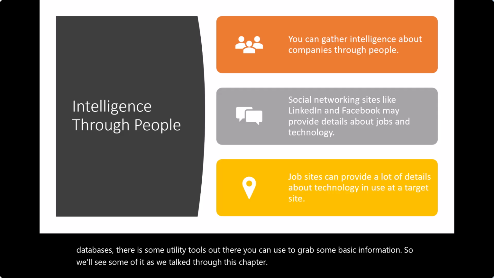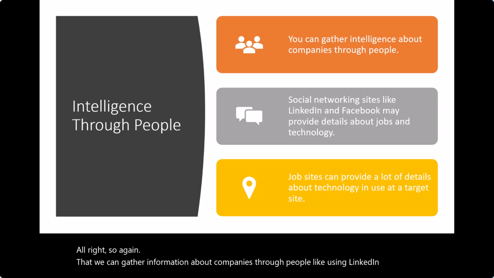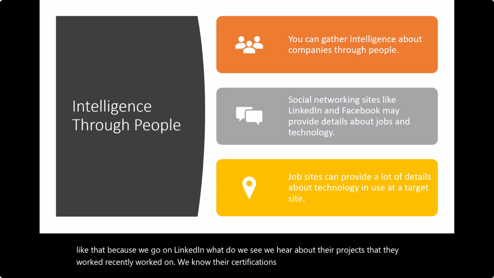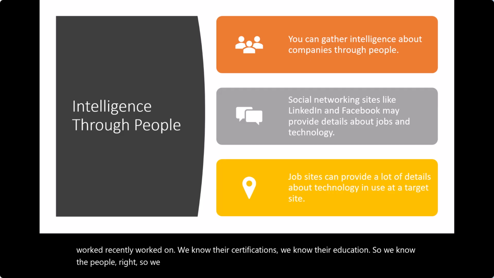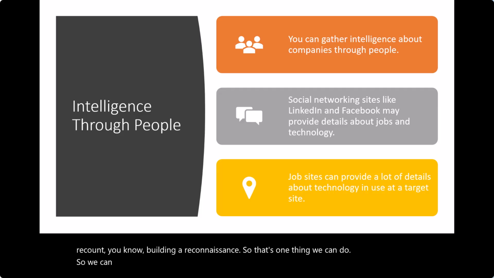We can gather information about companies through people, like using LinkedIn. When we go on LinkedIn, what do we see? We hear about their projects that they recently worked on. We know their certifications, we know their education. So we know the people, and we can use that as part of our social engineering campaign of building reconnaissance. We can also see what type of jobs they're looking for, and that would help us know what kind of equipment they have.